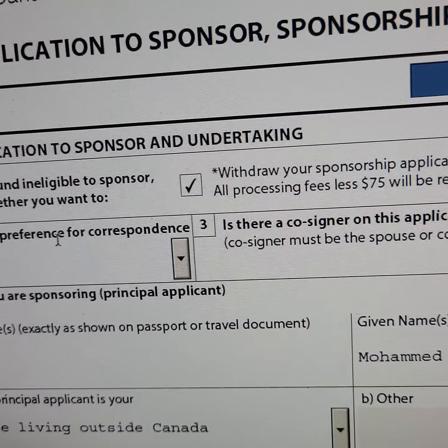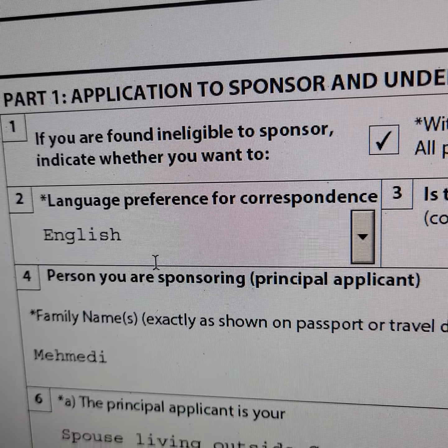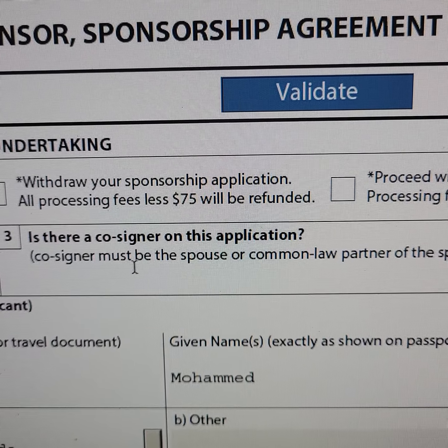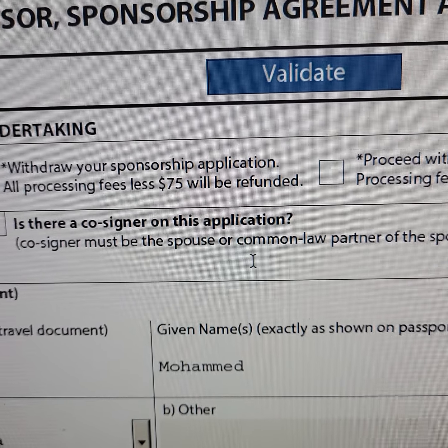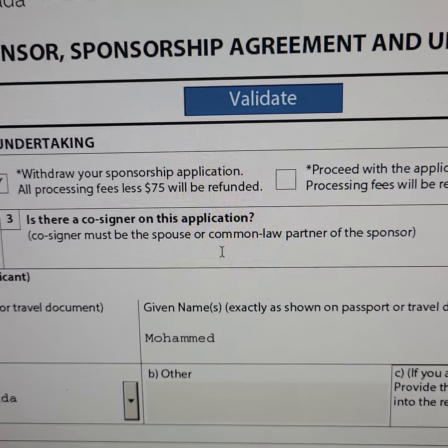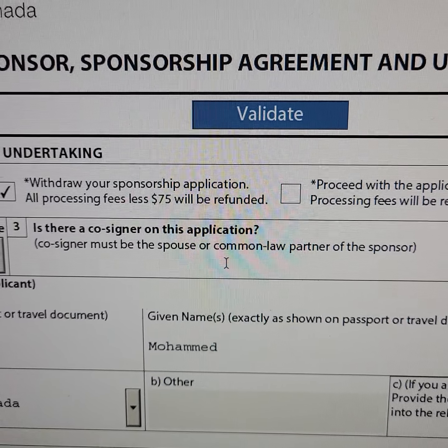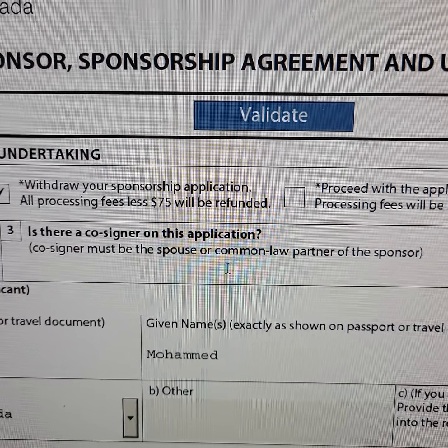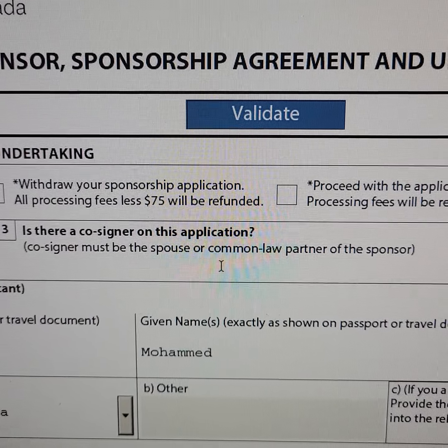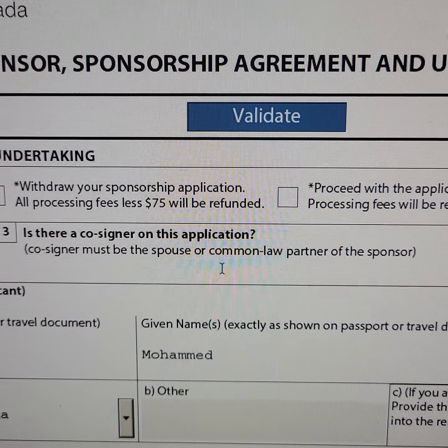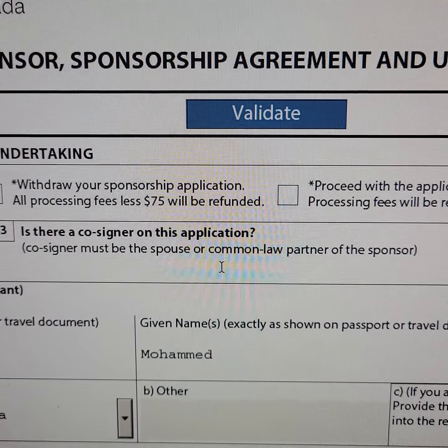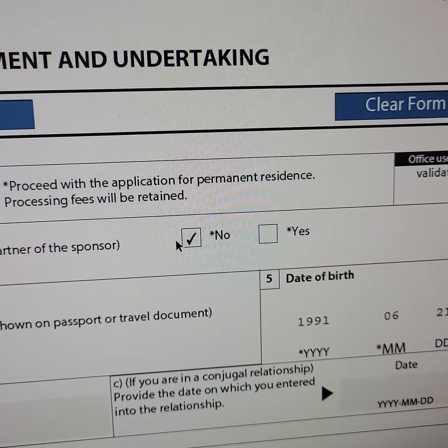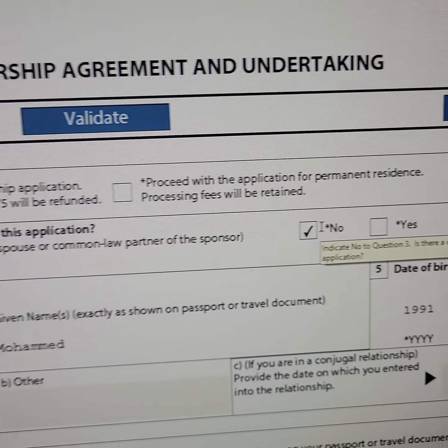Second is language preference. Obviously you want to go to English. Is there a co-signer on this application? Now the co-signer would be your partner, your husband, but only if they're in Canada and they are helping you sponsor a family member, let's say a grandmother, a grandfather, and so on. So this would be no, because you are the one sponsoring your spouse, there will be no co-signer.